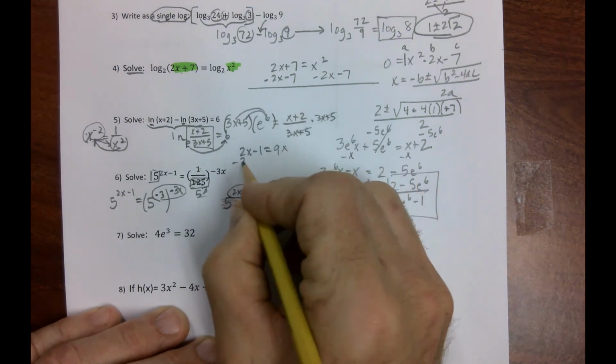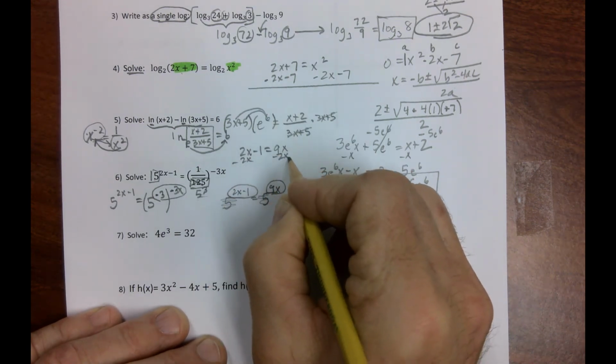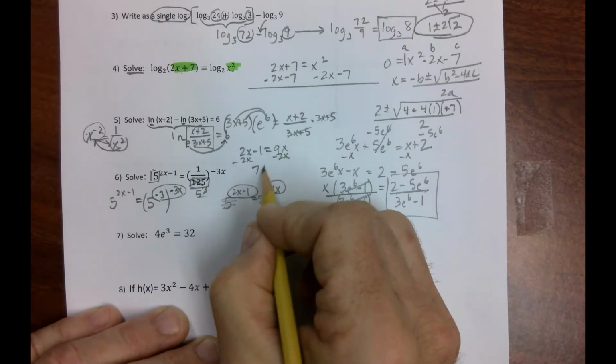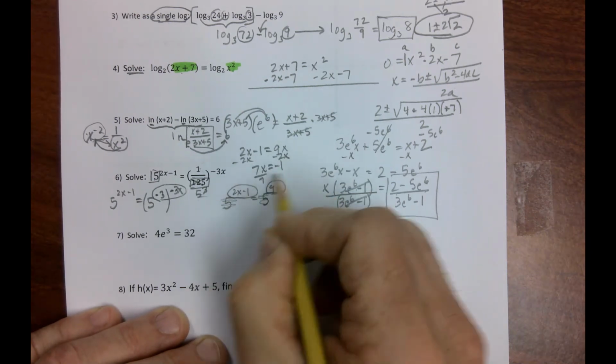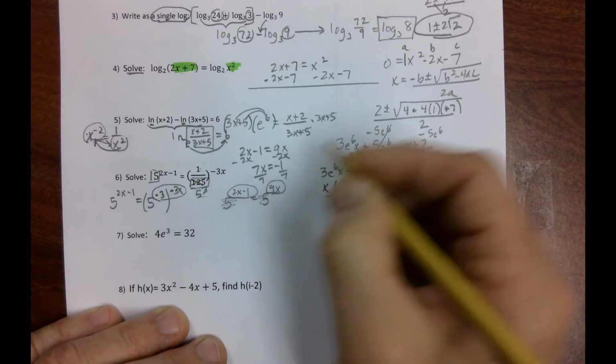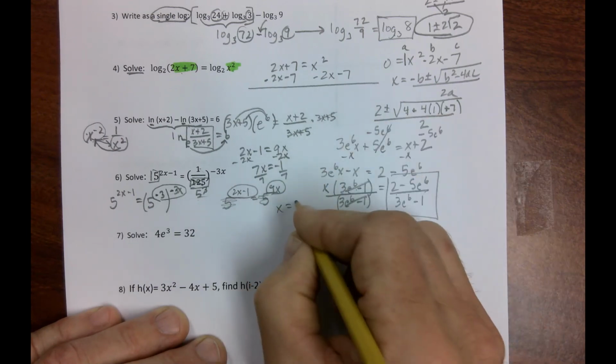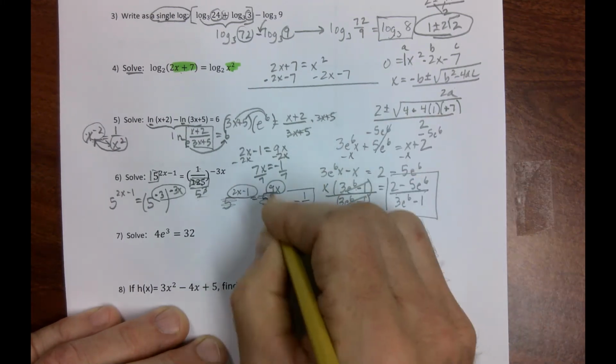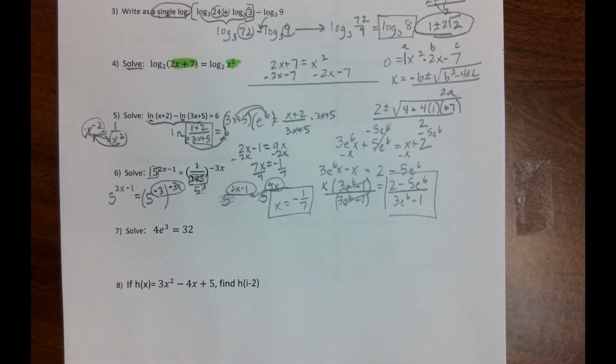I'm going to subtract 2x, subtract 2x. I'm going to spin it around. 7x equals negative 1. Divide by 7, divide by 7. I can see x equals negative 1/7. There you have it. Number 7, solve.